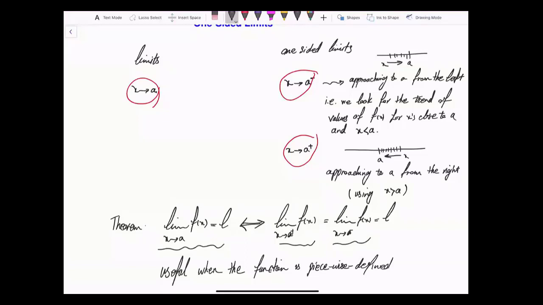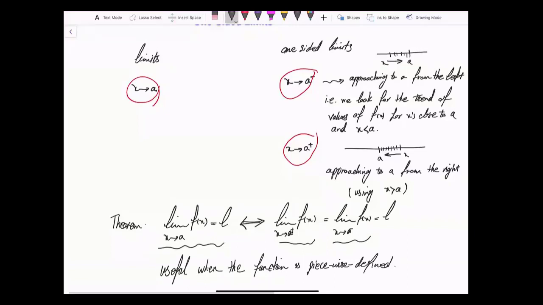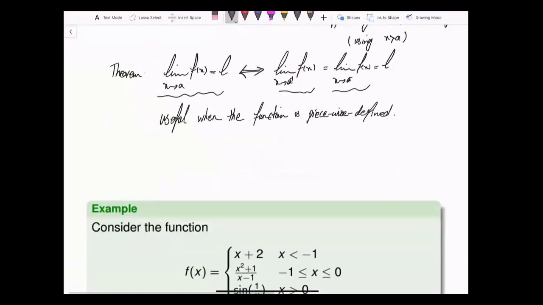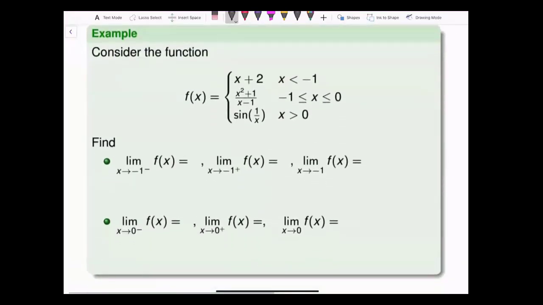So when it comes to a piecewise defined function, and you're trying to find the limit of the function as x approaches one of these separating points, domain separating points, you do the right, you do the left, and check if they are equal or not. Okay. So for example, right away we have an example here. I'm trying to find the limit of this function. This is a piecewise defined function. That's the first thing you have to see.